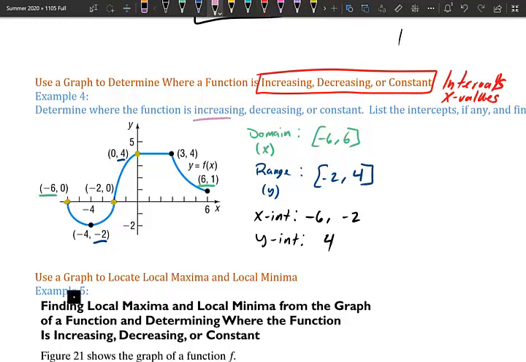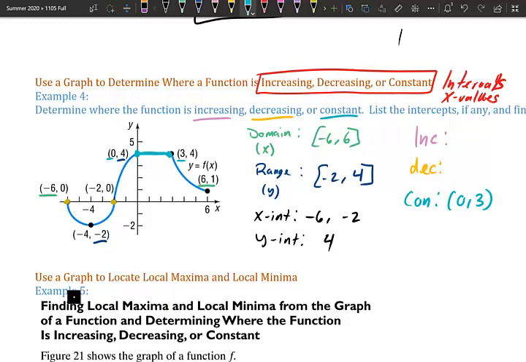So increasing, right, that means going up. Decreasing, right, that means going down. And constant, what does that mean to you? Flat. So let's see, do we have a part on this graph that is flat? We do. It's from here to here, that's flat. So from what x to what x? 0 to 3. Intervals are always parentheses. When you're talking about increasing, decreasing, constant, intervals are always parentheses.